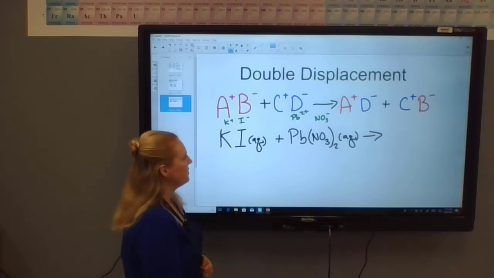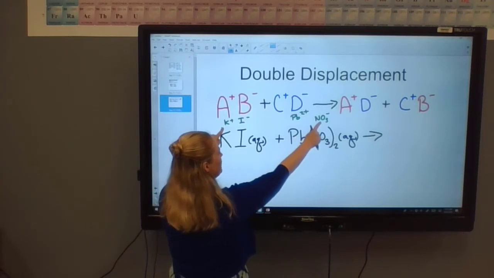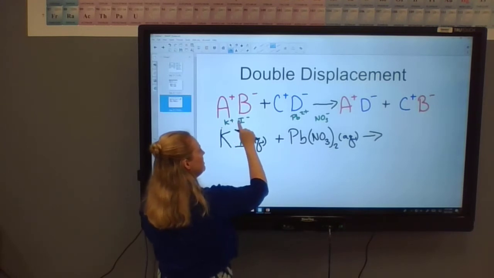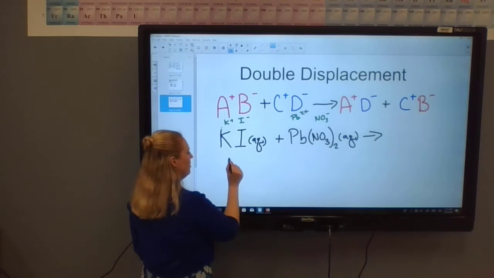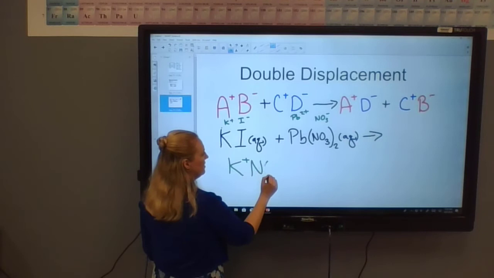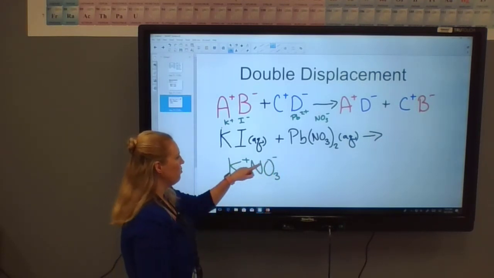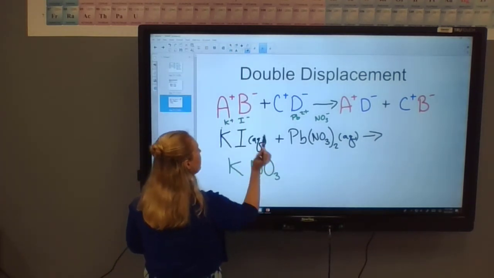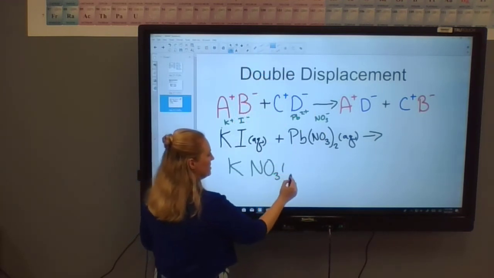So potassium is going to leave iodide and is going to be attracted to nitrate. So our first product is going to be potassium and nitrate. Because this is plus 1 and that is minus 1, they would go together in a 1-to-1 ratio. So K plus and nitrate minus. Now once again, once we make a compound, we're actually going to get rid of those charges. So let me erase those charges because they have now canceled each other out. And I'm just going to put a placeholder for the state of matter and determine whether or not it's soluble next.